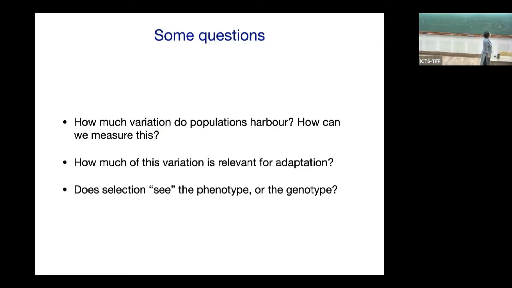The other question is how much of this variation is relevant for adaptation. A lot of us will have lots of variability, comparing our pairwise genomes, let's say. But much of that variation may or may not be relevant to determining our fitness. This is true for any population. Why is that the case? So synonymous mutations count as variation, but may not have a big impact on phenotype. All right, sorry, you were saying?